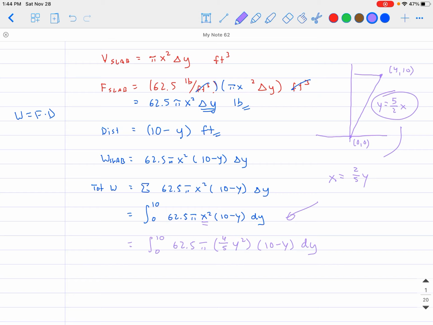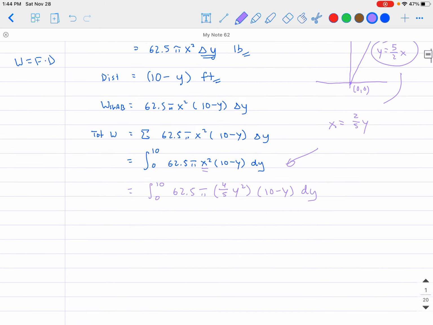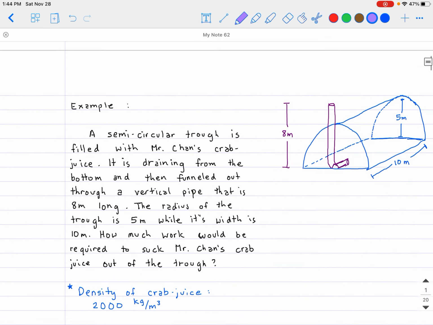That will tell me the total work that it's going to take to pump all the water out of this tank then. Okay. All right, let's look at another problem very similar to this one.